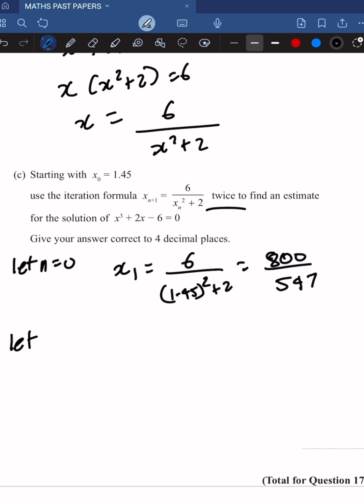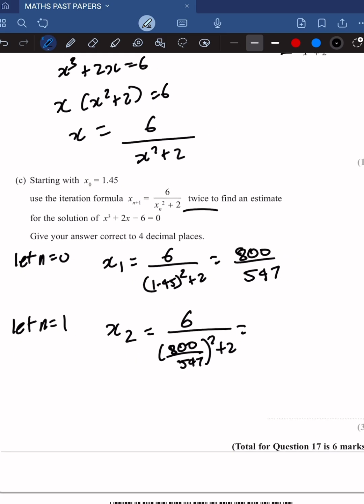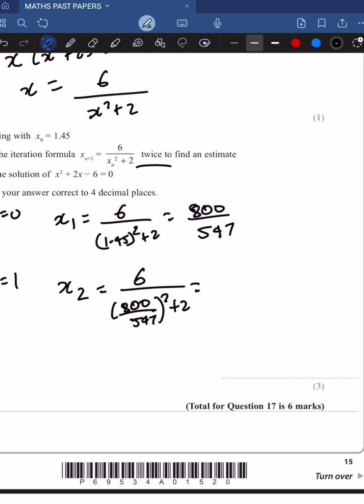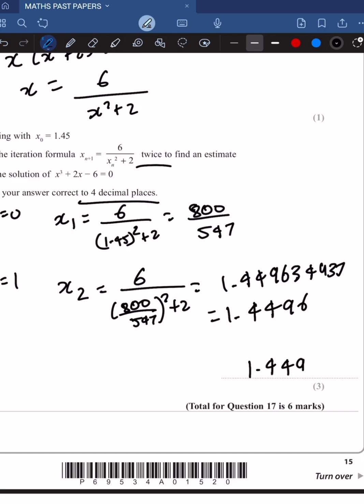Now let n equal 1. So my second iteration, my final one, x2 is 6 over (800 over 547) squared plus 2, because that's my x1. 6 over answer squared plus 2, and that gives me 1.44963497, to 4 decimal places, which is 1.4496. Perfect. Done.